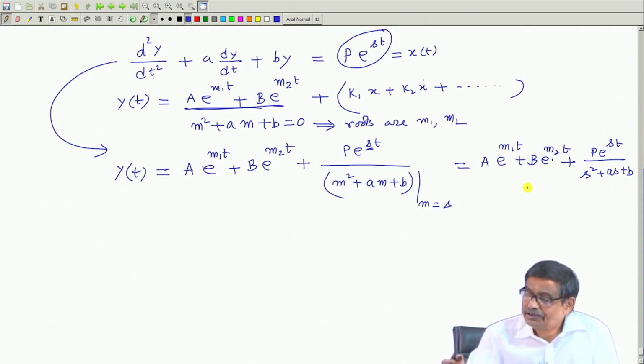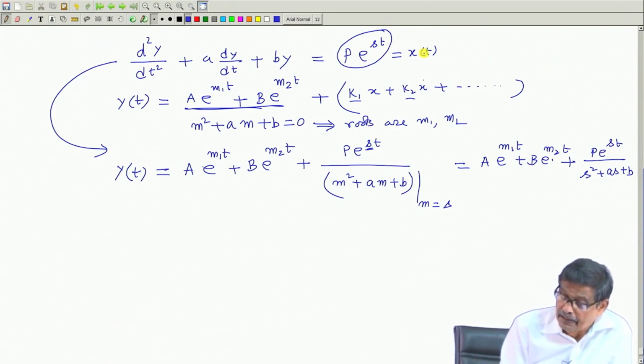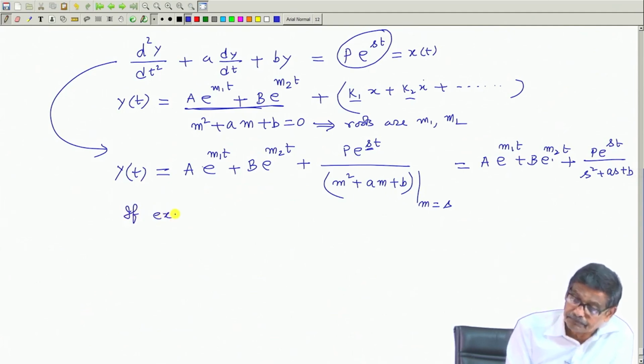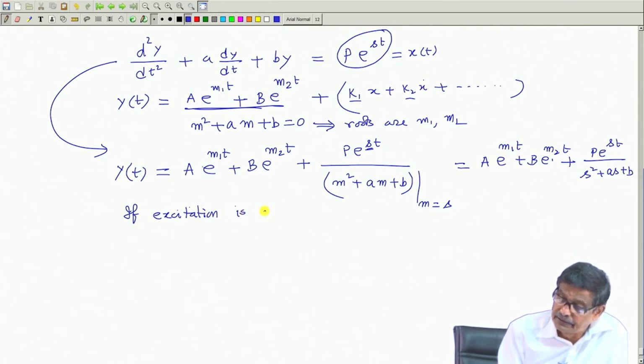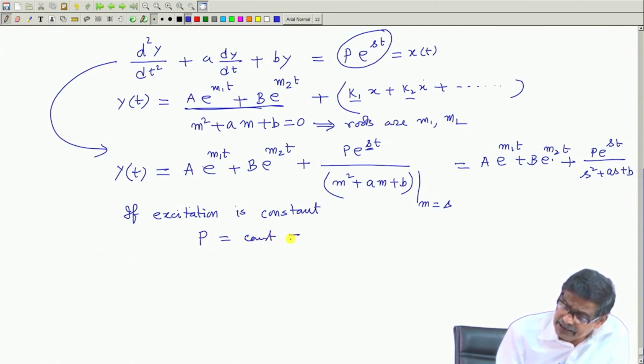Got the point? Determination of constants, finding out k1, k2, was slightly difficult. What happens if the excitation is DC, that is constant? Say the right hand side p is equal to a constant. Anyway, this can be written as p into e to the power 0 t.